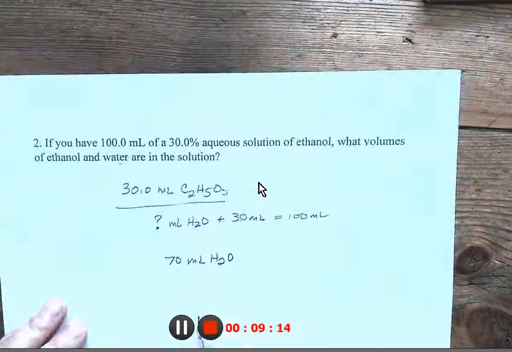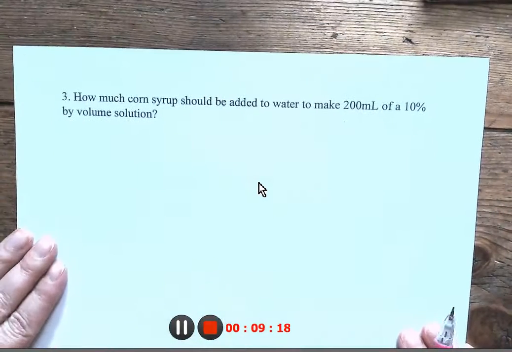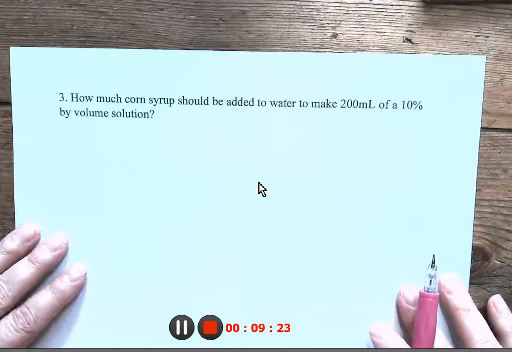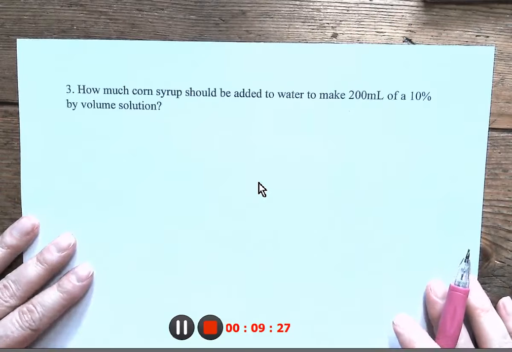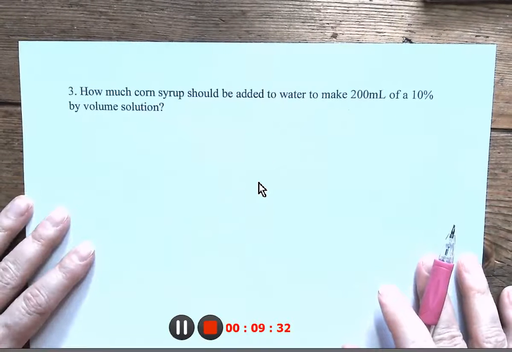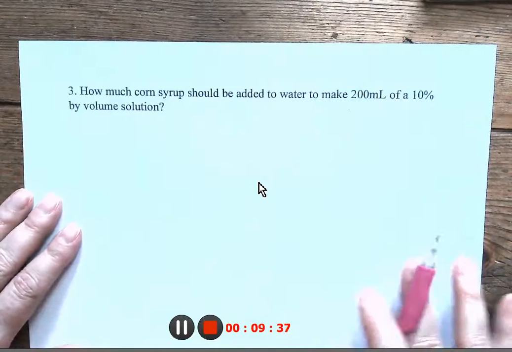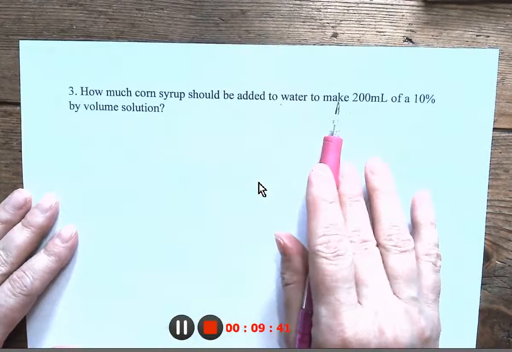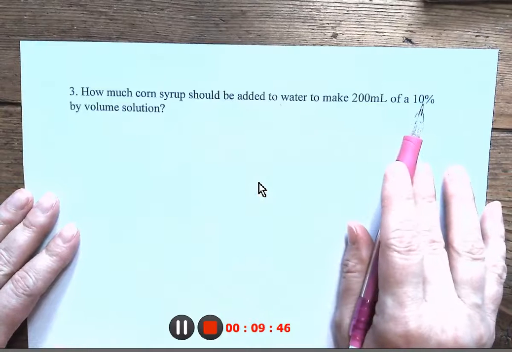Capiche? Okay, and the last type. We can also talk about concentrations of solutions in cooking, or even corn syrup in a soda can, the concentration of corn syrup in your fountain drink. So how much corn syrup, which is the solute, would be added to water to make 200 milliliters of a 10% by volume solution?